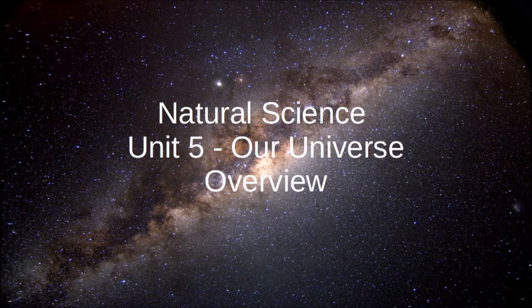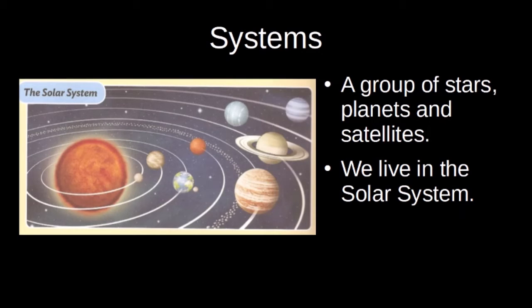We're going to take a look at this unit's vocabulary and just kind of do a brief look at the whole unit. We're going to be talking about systems, in particular, the solar system. That's where we live. It has a star, so the sun, planets, and satellites. So these are all things that we find in these systems.